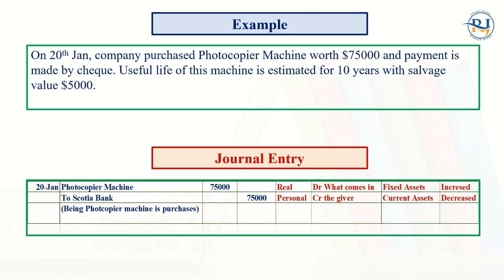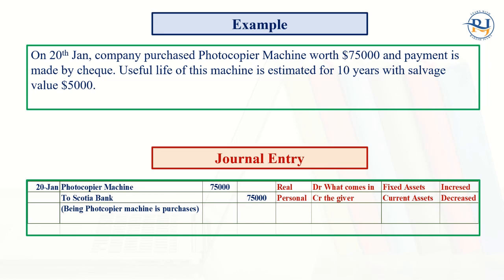On the other side Scotia Bank that we have put on the credit side. The nature of the Scotia Bank account is personal. So we know the personal account rule, debit the receiver, credit the giver. In this case, the bank is giving money on our behalf because we have paid check to the company. So debit the receiver and credit the giver. This is not fixed assets. This is the current assets. So value of the current assets is going down.